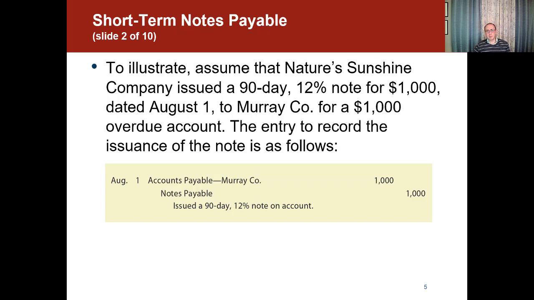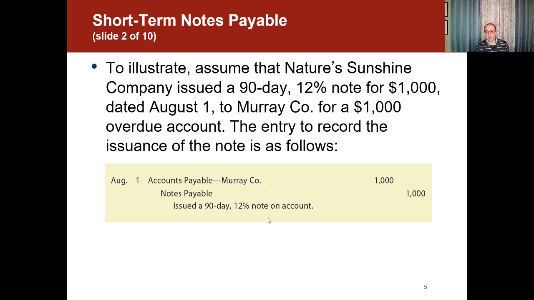So let's see an example. This is an example of an accounts payable that was created, and then we're converting it into a note payable. Assume that Nature Sunshine Company issued a 90-day 12% note for $1,000 dated August 1st to Moray Company for a $1,000 overdue account. So they have an overdue accounts payable, and instead they are signing a note for 90 days at 12%. The journal entry to record that would be as follows.